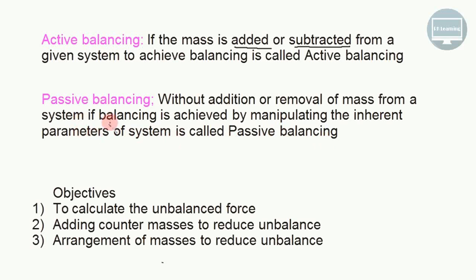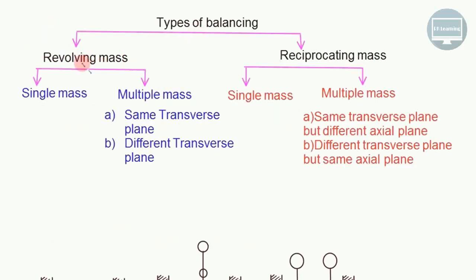You can change the condition of the wheel. So that is called passive balancing. But which one is more popular? Active balancing is more popular. Types of balancing in two parts: one is revolving mass and one is rotating mass.